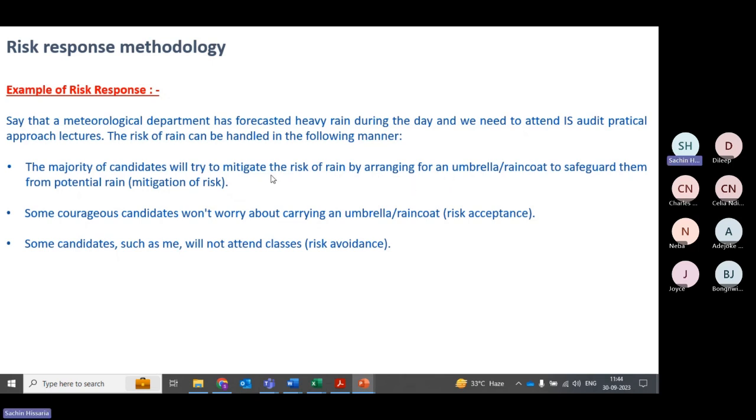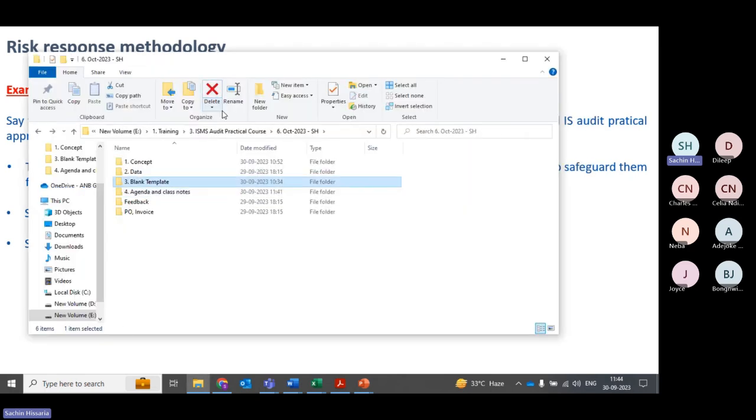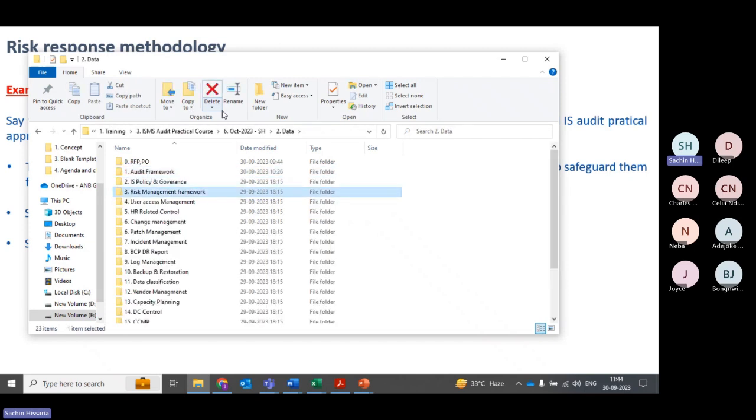Some candidates won't worry about the umbrella or raincoat, and they will say, I will come to the class, I will not carry anything, I will see whatever happens. That means they are accepting the risk as is. They are not implementing any control, they are accepting the risk. And some candidates will say that they will not even attend the lecture. That means they are avoiding the risk. So these are some examples of risk response strategies.